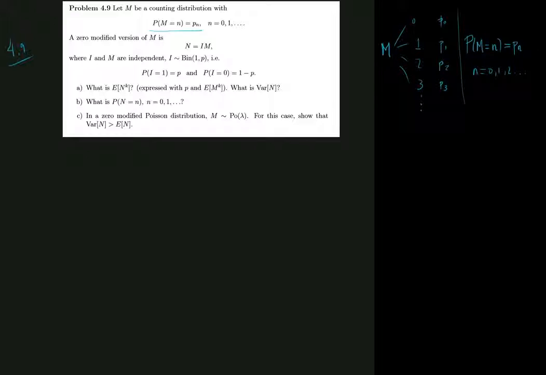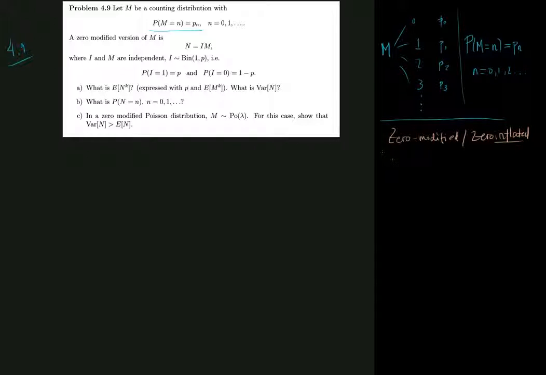Just note that the pn's here are not specified, but we just use pn as the symbol for the point probability in n. Then we're asked to look at the so-called zero modified version of m. There are different terms that we use in the literature. Some people say zero modified, some people like to say zero inflated. And the reason why we use the term inflated, you will understand in a second.